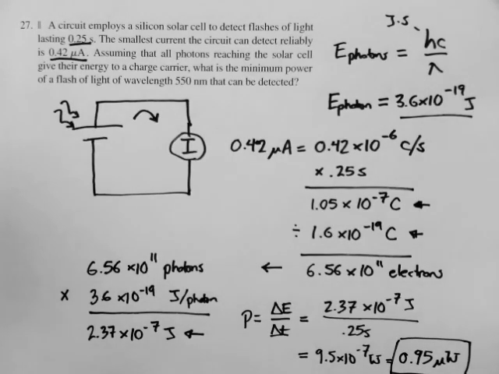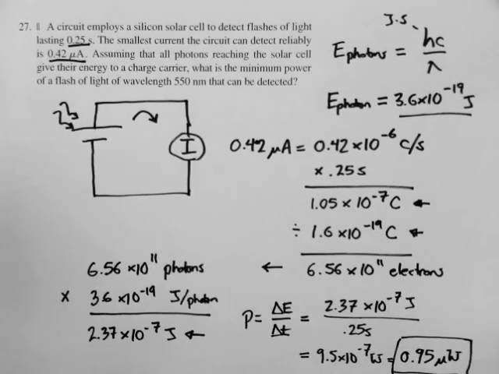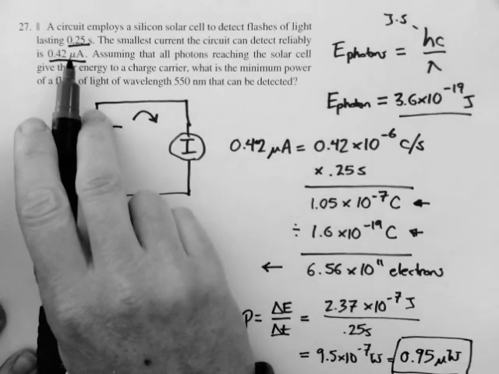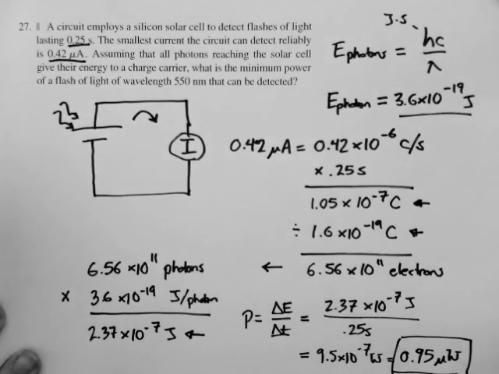And let's do a quick assessment. It's a small current in microamps. And so we're going to expect that we're going to get a small power. And so a power in microwatts seems very reasonable. Okay? So our net result makes sense in terms of how the problem is phrased.